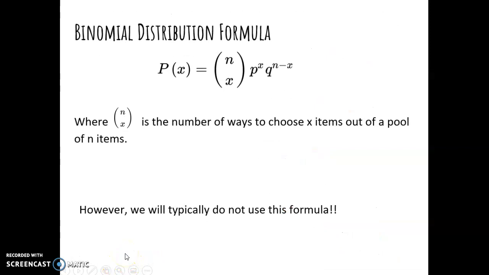So this is the formula. It looks a little complicated. We haven't learned this right here, so we're not going to use this formula. Okay, we're not going to use it. We're not going to learn it.